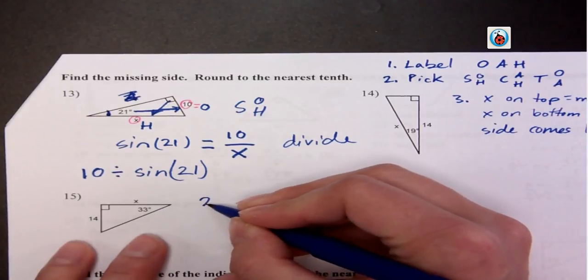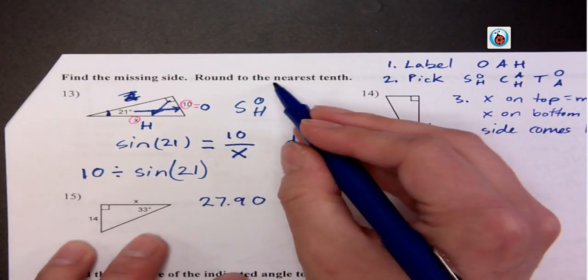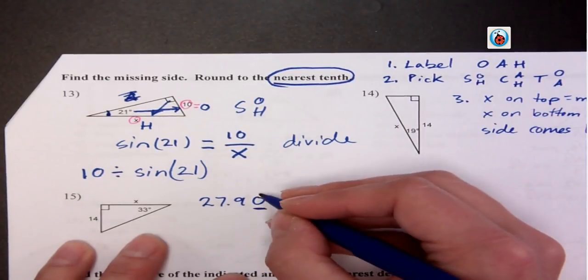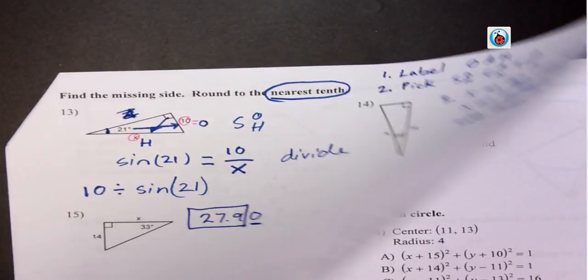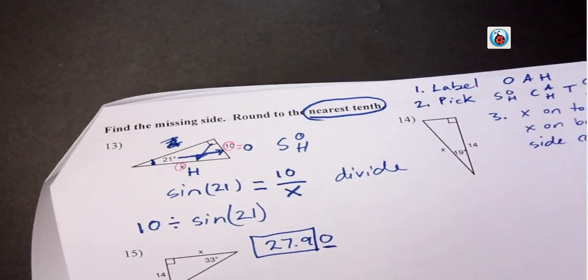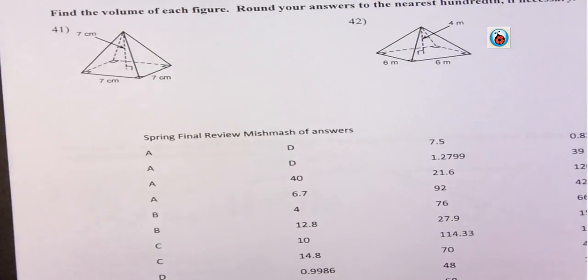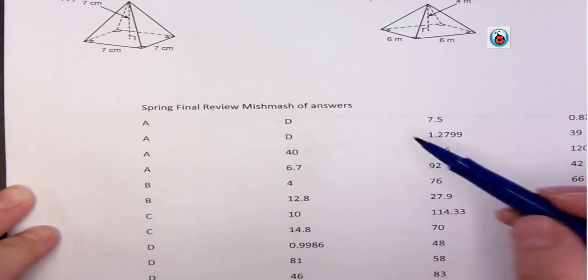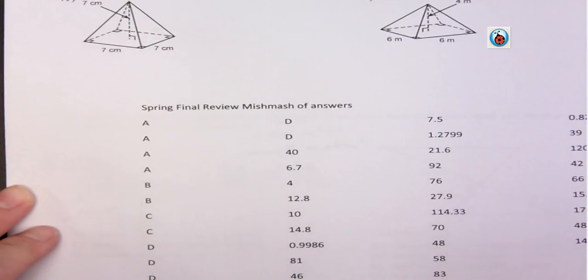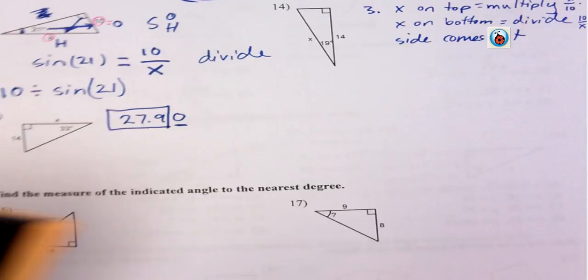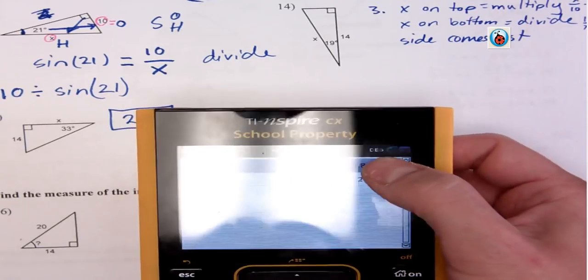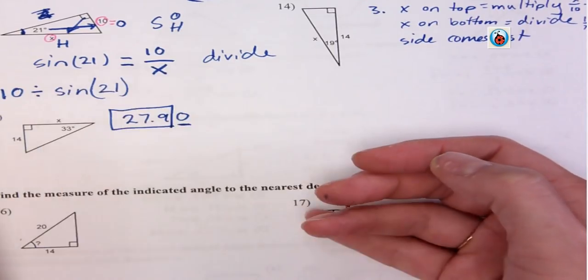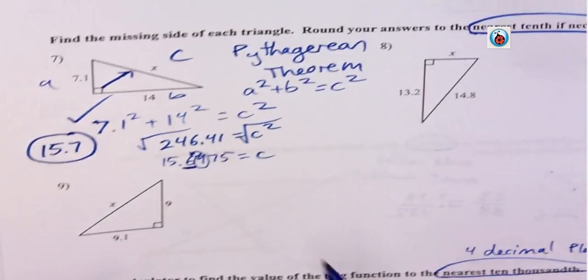27.90. It says round to the nearest tenth, so I look at the 0, it doesn't make it go up, so my answer is just 27.9. And then I check my mishmash of answers, make sure 27.9 is there, and it is. If you get an answer that's not there, make sure it says degrees up in the corner. If you get a really small number, it's probably in radians, so ask your teacher to help you set it. We're going to check our other answers real quickly.